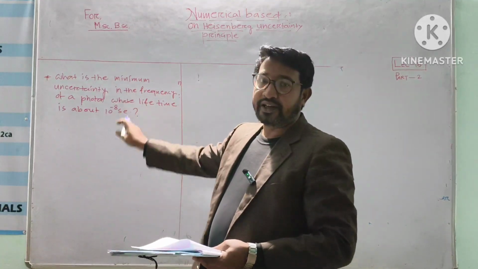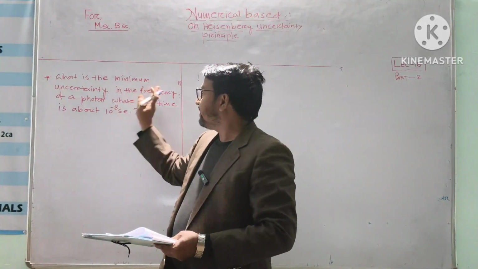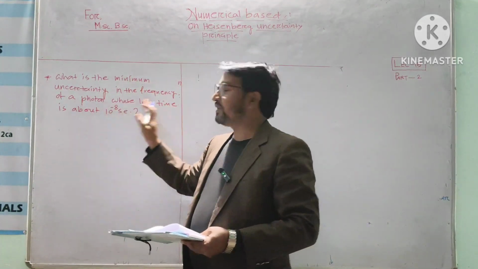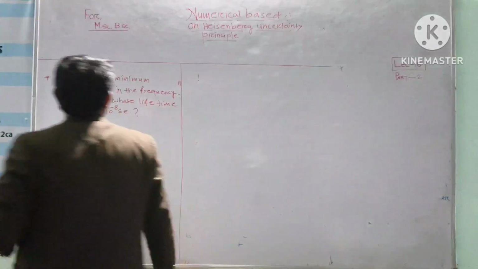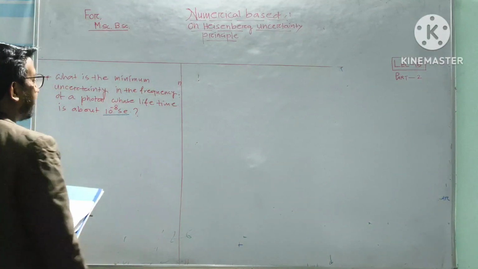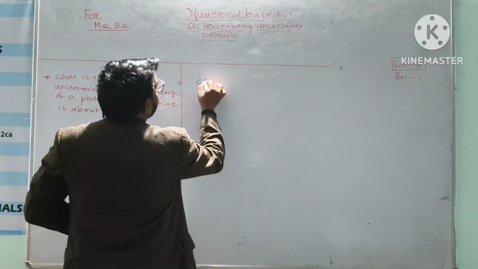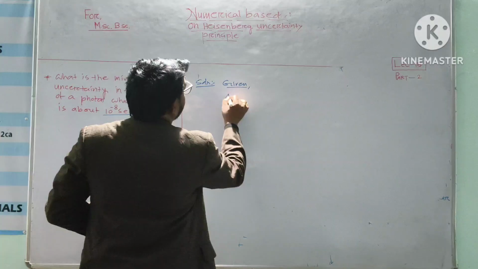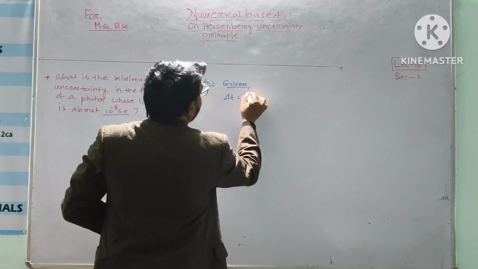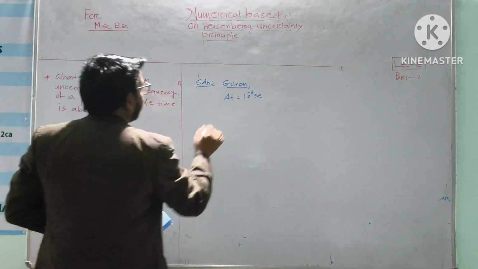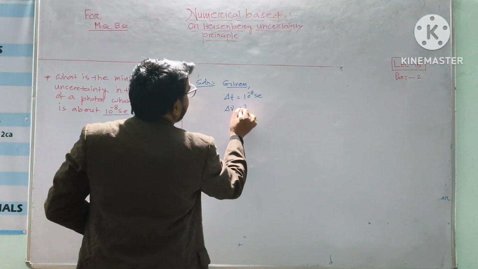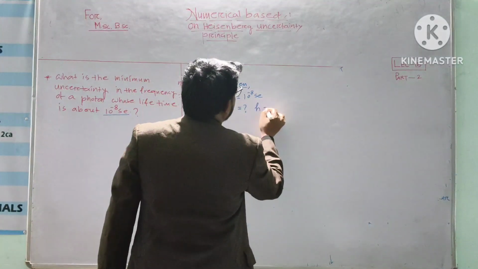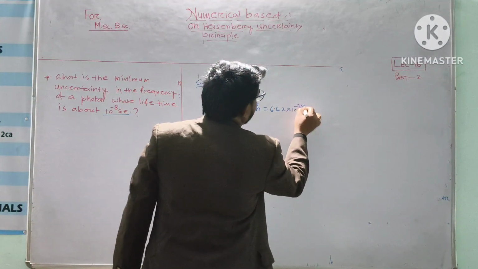This is our last numerical problem. What is the minimum uncertainty in the frequency of a photon whose lifetime is about 10 to the power minus 8 second? This 10 to the power minus 8 second is clearly the uncertainty in time. Given delta T equal 10 to the power minus 8 second, and delta nu equal what? How much is the uncertainty in frequency? And h is the Planck constant, 6.62 into 10 to the power minus 34 joule second.